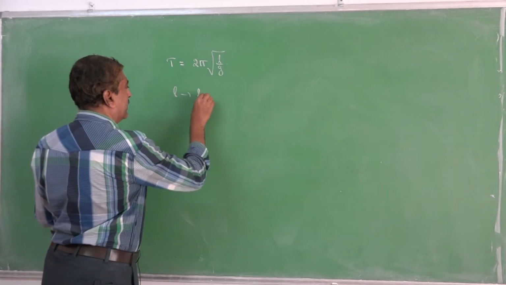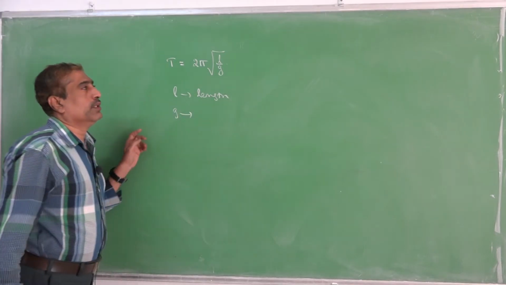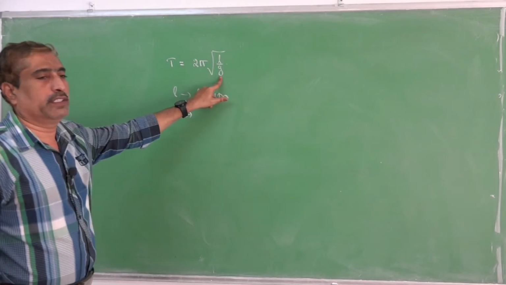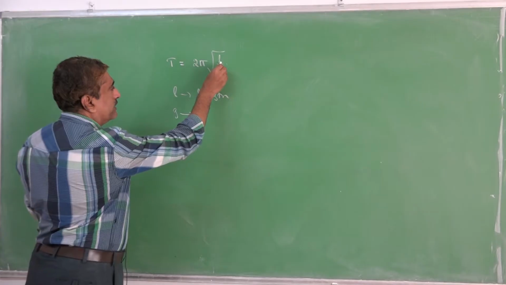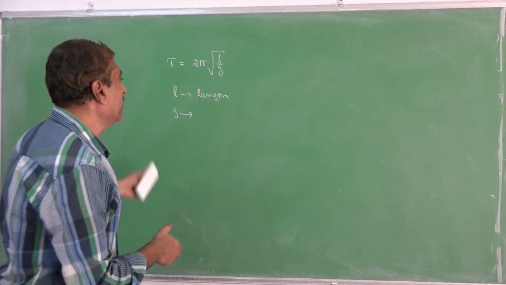L is the length and g is the acceleration due to gravity. So, the time period of a simple pendulum depends upon the length of the pendulum and the acceleration due to gravity at that particular place. So, if we change the length, there is a change in the time period.